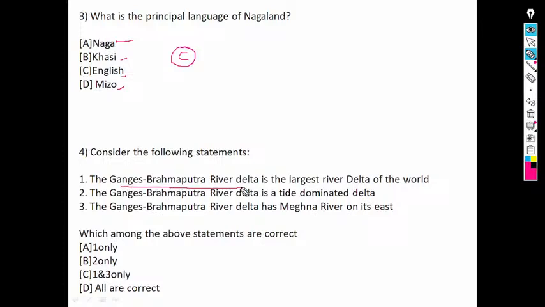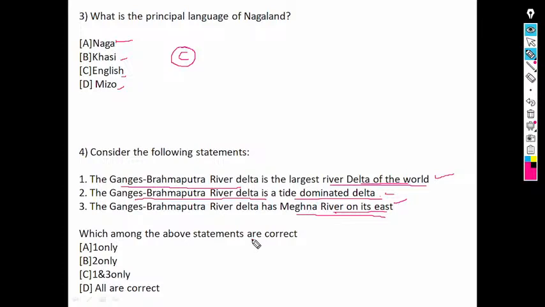The Ganges Brahmaputra River Delta is the largest river delta of the world. It is also a tide dominated delta. The Brahmaputra delta has the Meghna on its east particularly.